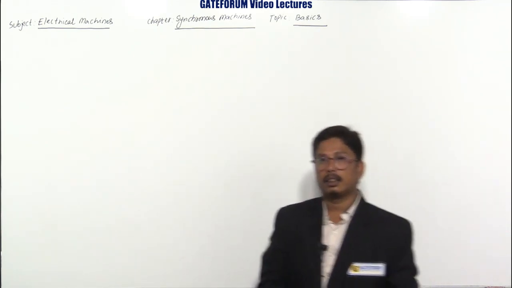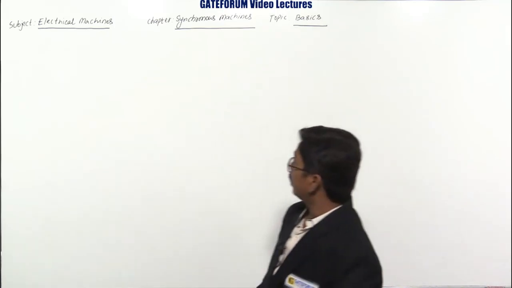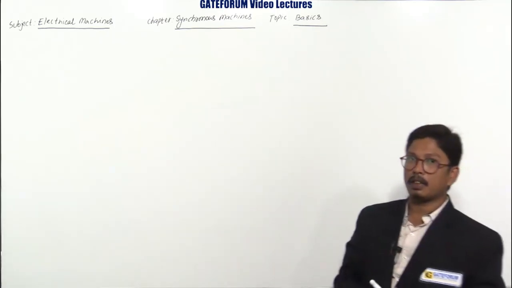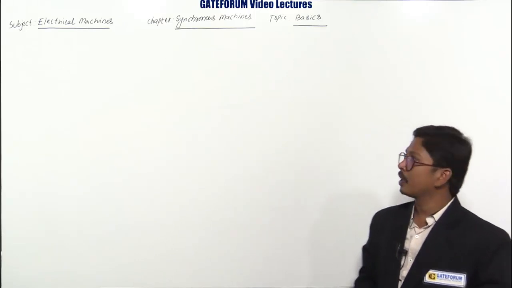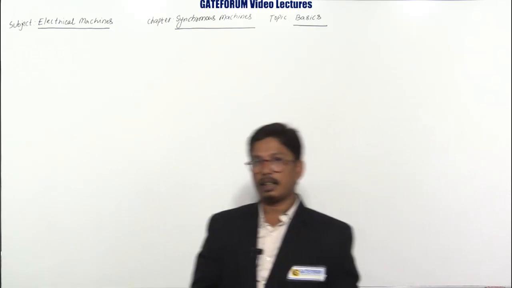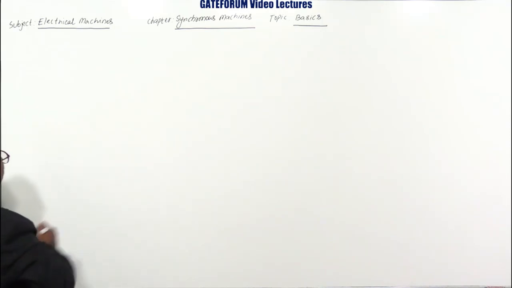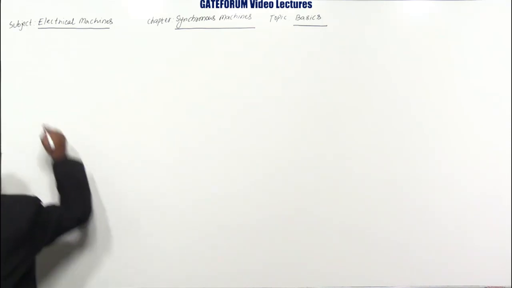So now we are going to discuss electrical machines. There are different machines we have to discuss, both AC machines and DC machines. We will start our discussion with synchronous machines. We will see what the machines are, based on what they have been categorized, and how we are going to discuss everything.